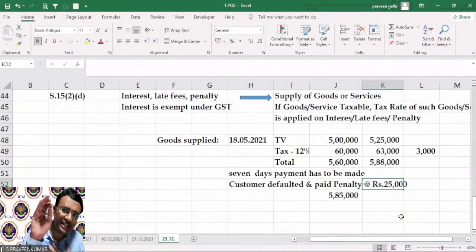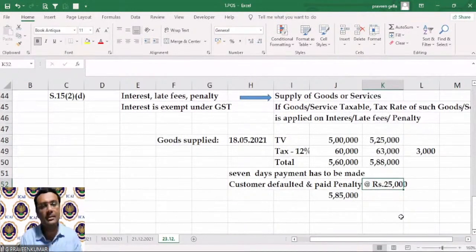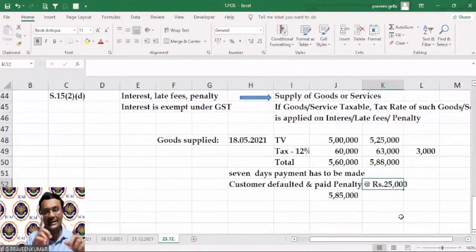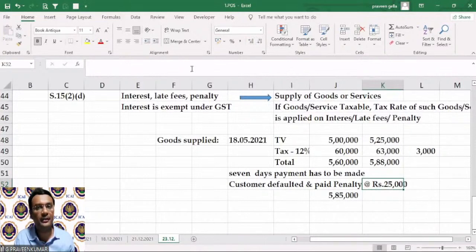have to charge GST on that particular sum called default, that is interest, late fee, penalty, by whatever name you call, which is for delayed payment of my consideration. Because there is a delayed payment of receipt of consideration, this money is also subjected to GST. This is what you can expect from your testing point of view.